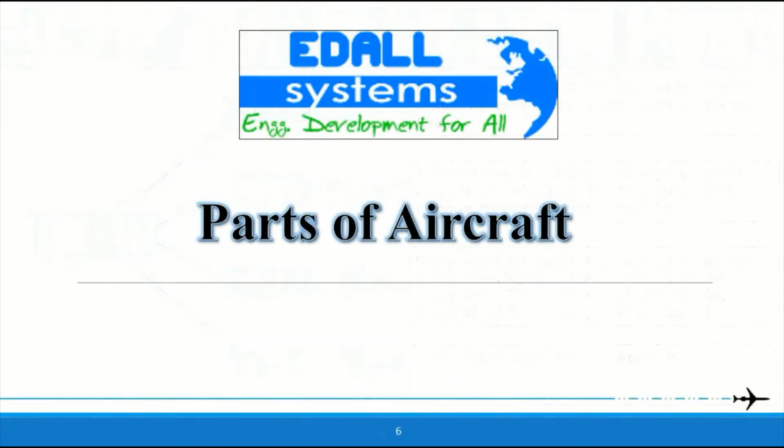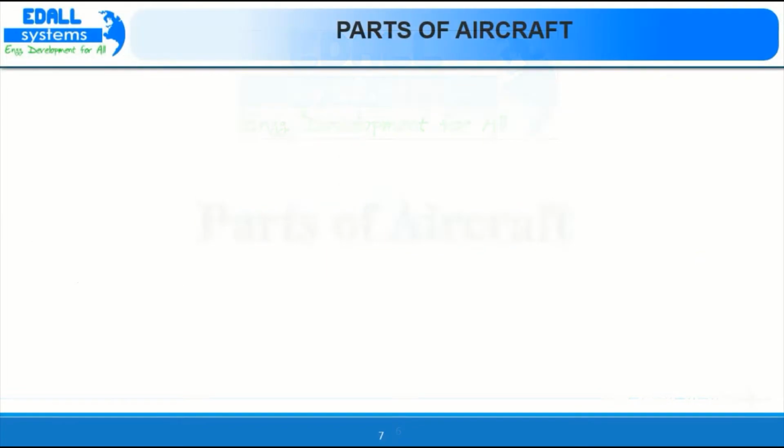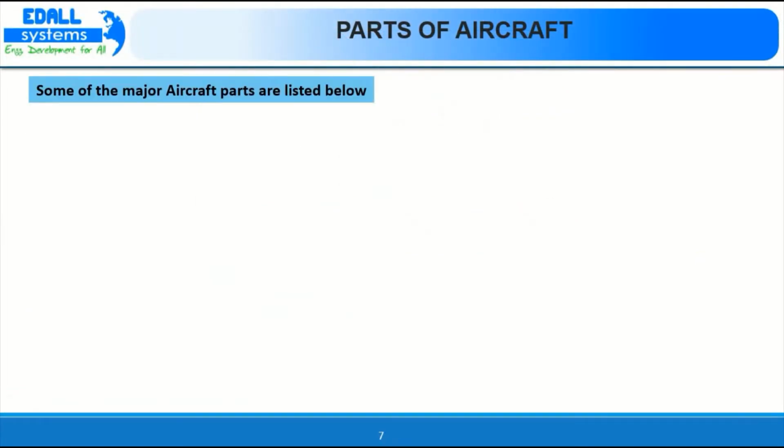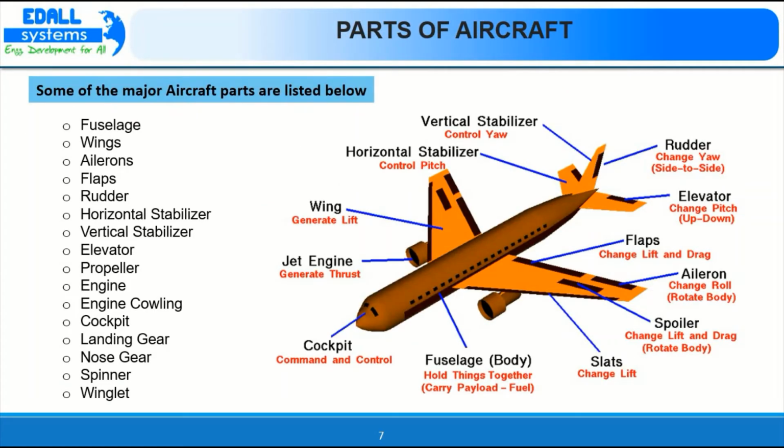Then we will go to the next topic, where we will see the different parts of an aircraft. Some of the major aircraft parts are listed here. To the left we have the different parts as a list, and to the right we can see a figure where these parts are marked at their locations on an aircraft and their functions are written. We will discuss each of them in detail.